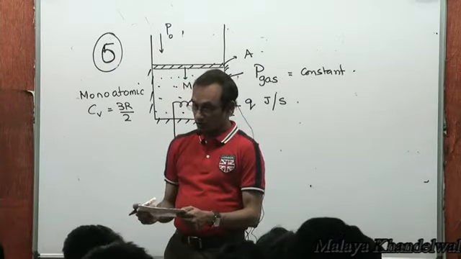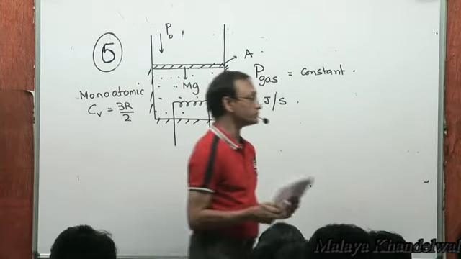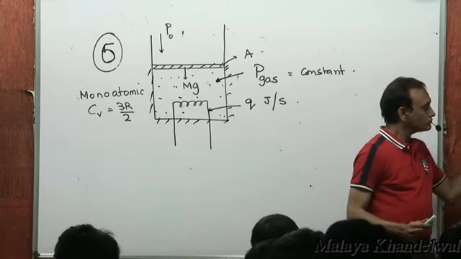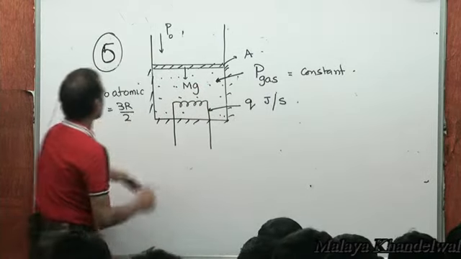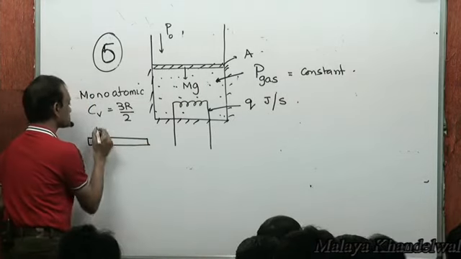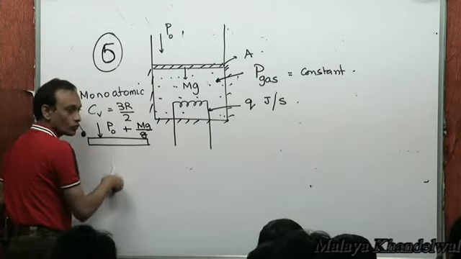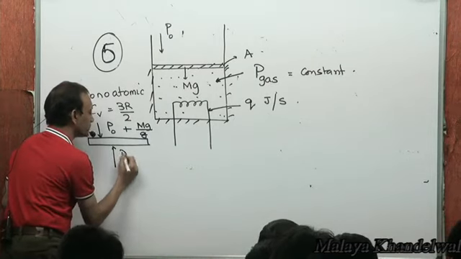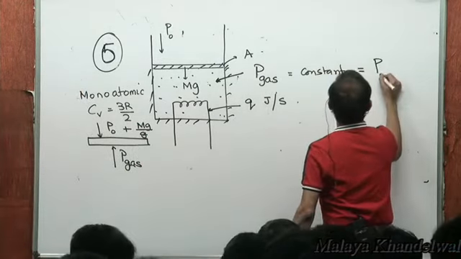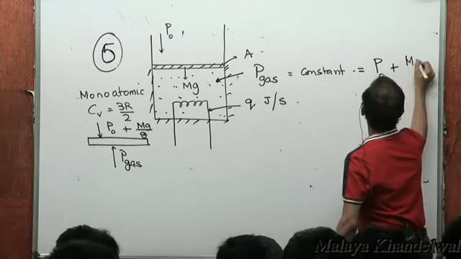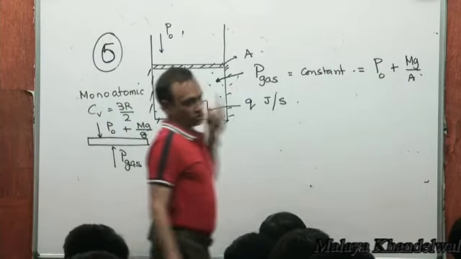We want the velocity with which the piston moves upward, under the condition that the pressure of the gas is constant, assuming no heat transfer through the walls of the container. Now, if the pressure of the gas is constant, then what was the original pressure? The piston was originally in equilibrium, feeling pressure P0 plus mg by A. So the pressure of the gas, which remains constant, just balances P0 plus mg by A, taking care of the atmosphere plus the weight of the piston. Clear?